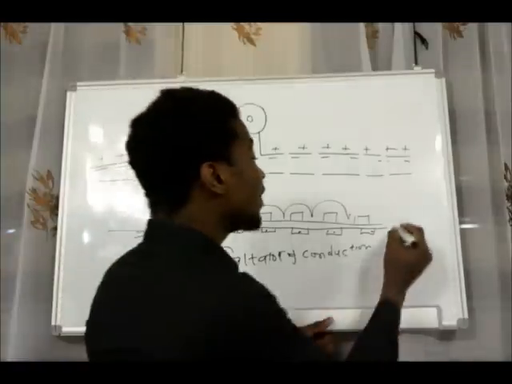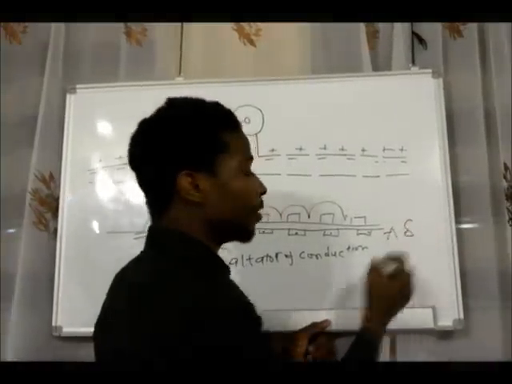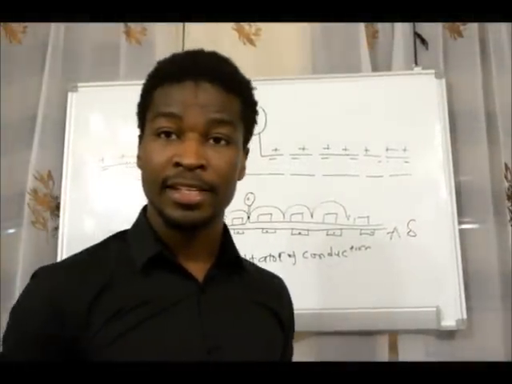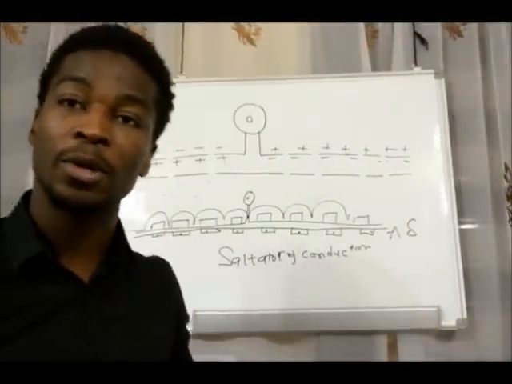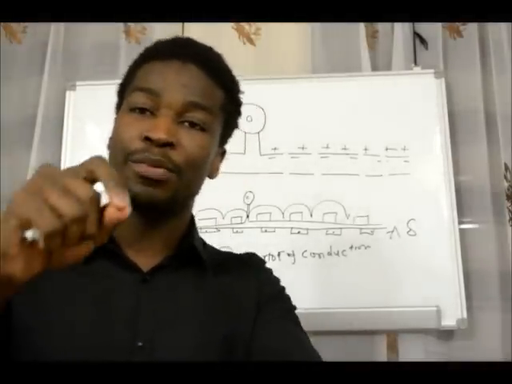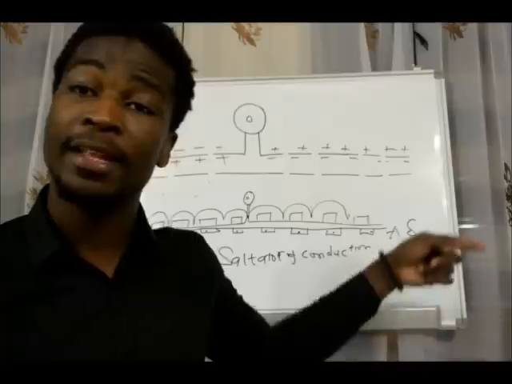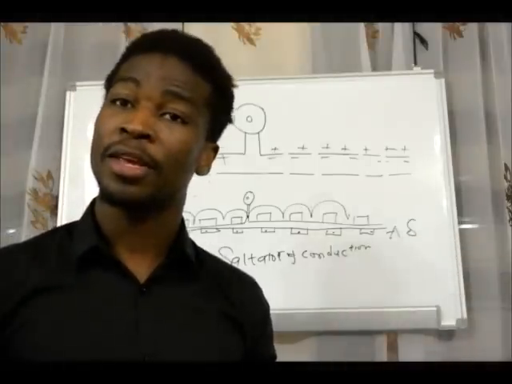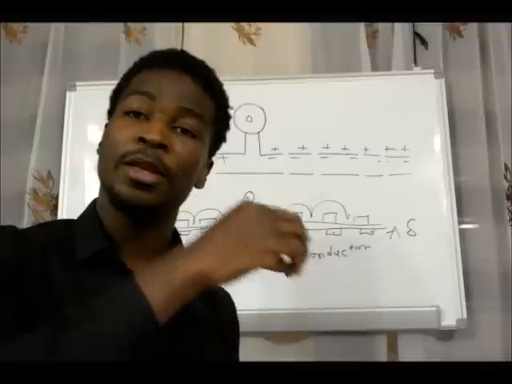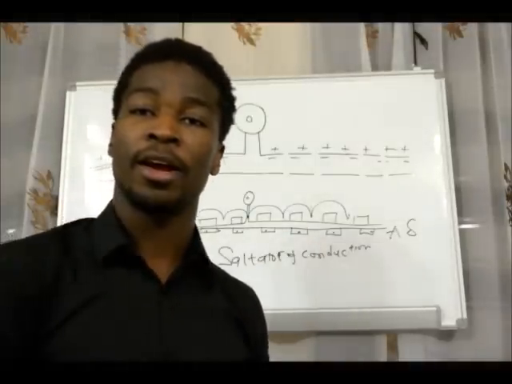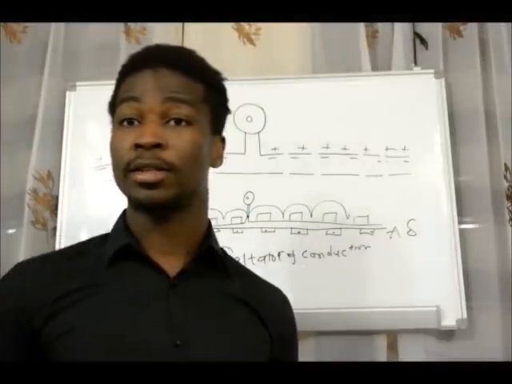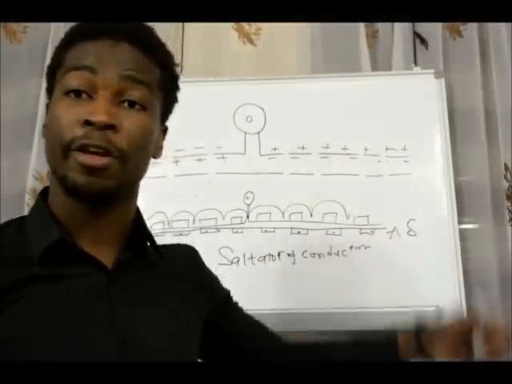We have the A delta fibers. These are responsible for carrying sharp pain. When you get pricked by a pin, you withdraw your hand instantly. It is carried by A delta fibers. When you get burned with fire, you withdraw your hand instantly. It's carried by A delta fibers.